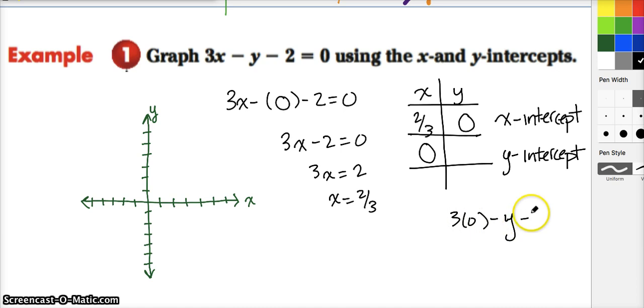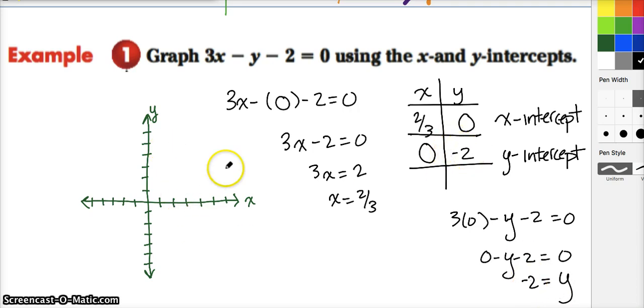So when I do that, I'm left with 0 minus y minus 2 is equal to 0. Or I can look at this by bringing the y to the other side. Negative 2 is equal to a positive y. Y is equal to negative 2. This is not that great of a fraction that you want to graph, but I think we can handle it.